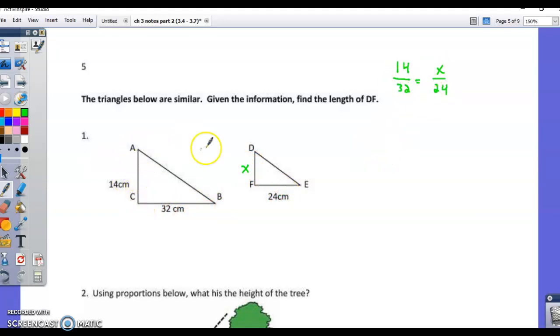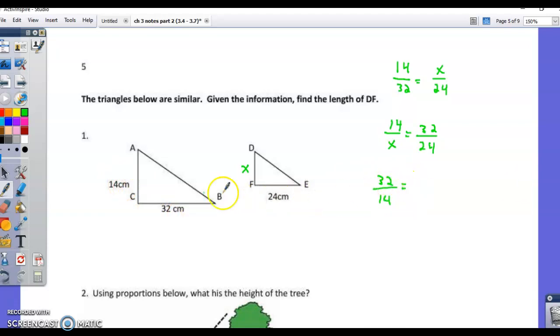We could compare these two sides of the similar triangle. So we can say 14 over X, for example. So this over that, but then we would do the part of this triangle over the 24. All right, so that's another way we can set it up. You could set it up backwards. You could say 32 over 14 if you wanted to.